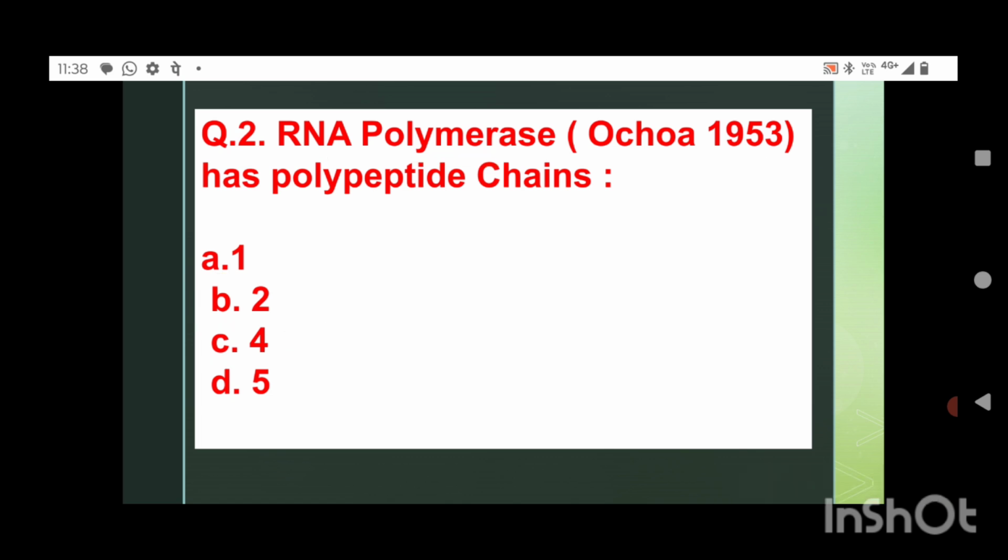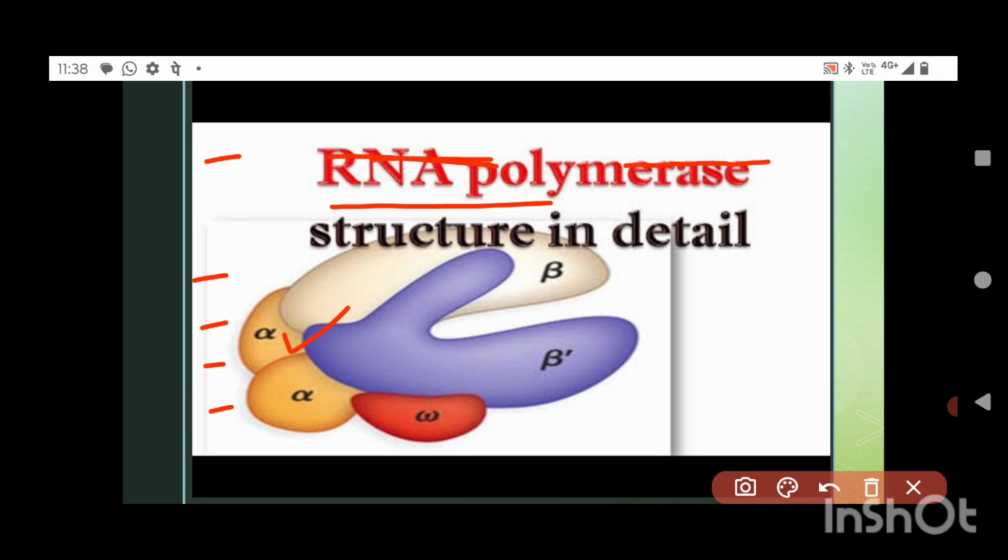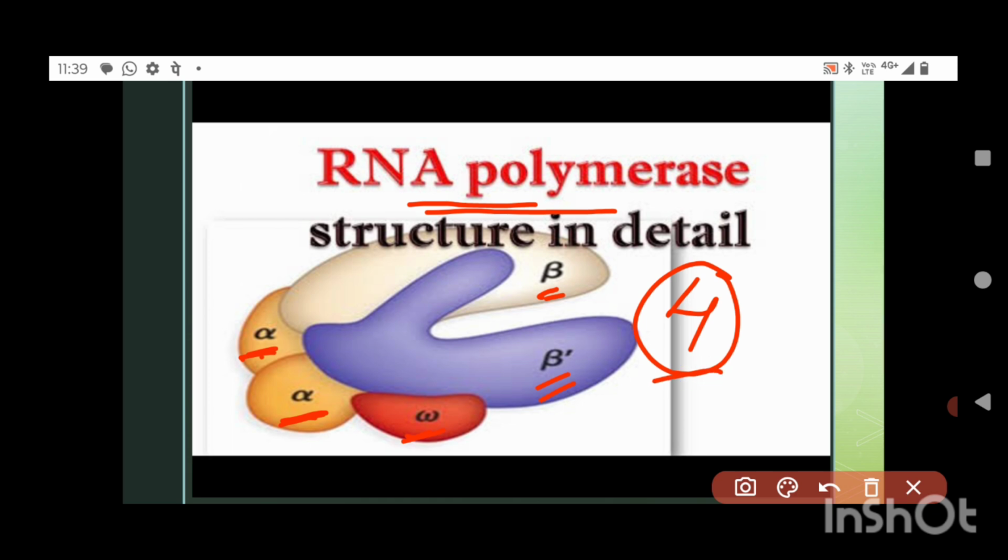Now the explanation part. Here we are seeing the holoenzyme image of RNA polymerase. Here we can clearly see two alpha polypeptide chains, one beta, one beta prime chain, and one omega chain. So the total number of polypeptide chain types present in RNA polymerase holoenzyme is 4.